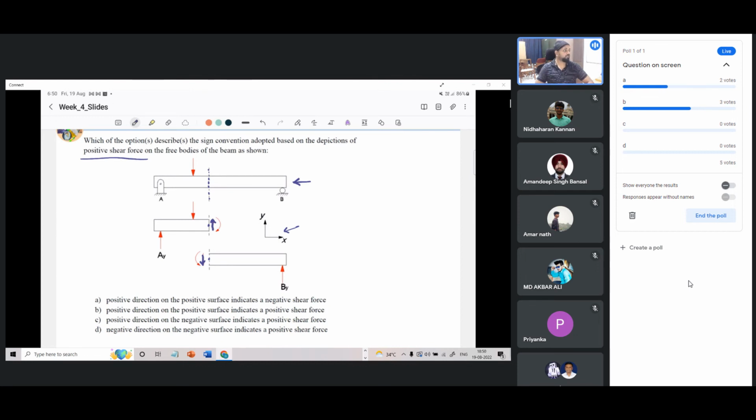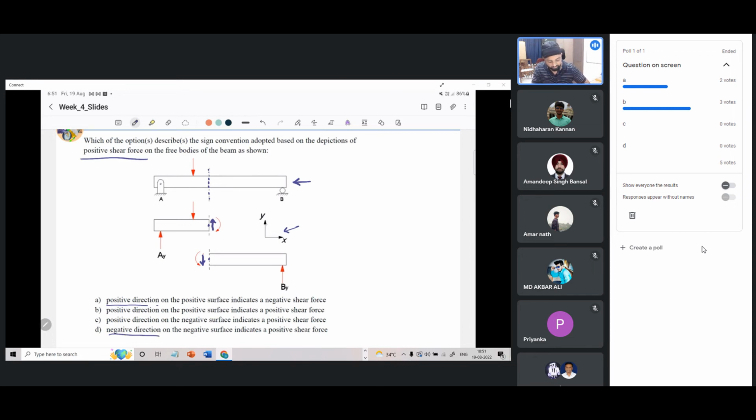We have had some answers now. Okay, so I'll end this poll as of now. So people have answered A and B. This is what the answers we have got. So let us see which one is actually correct. So positive direction and negative direction. What do these things imply?